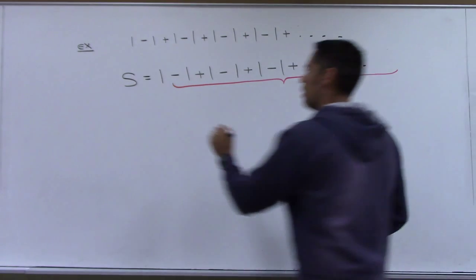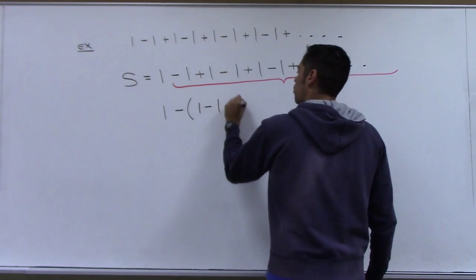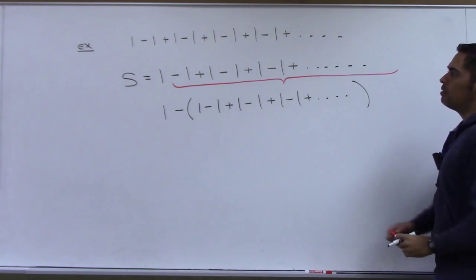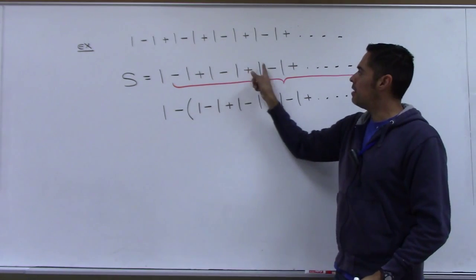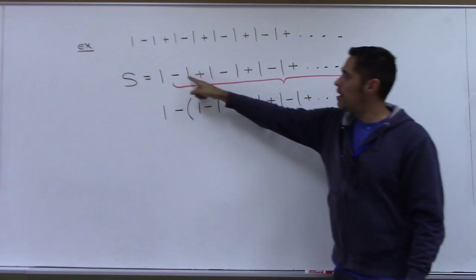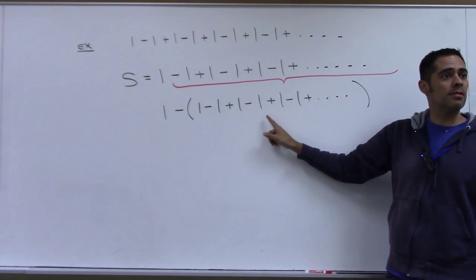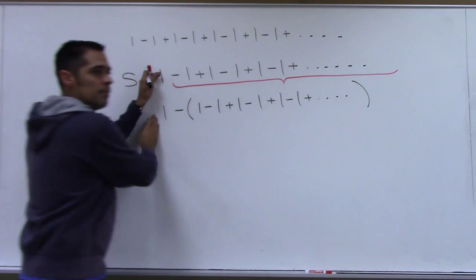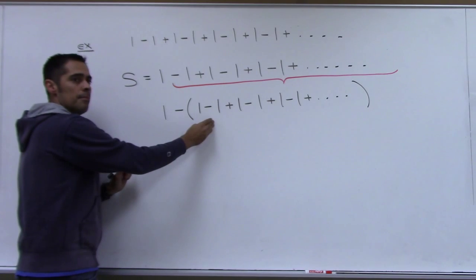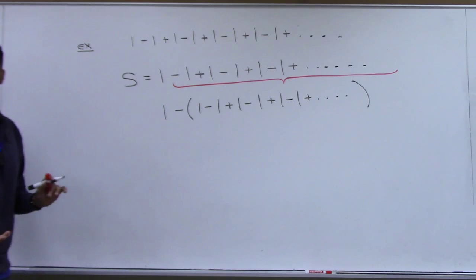So let me rewrite this way. 1 minus, in parentheses, 1 minus 1 plus 1 minus 1 plus 1 minus 1 plus forever. So look, if this is a negative, then a plus, then a negative, then a plus. So if I factor a negative out of everything down here, doesn't it change this negative to a plus, that plus to a minus, that minus to a plus, this plus to a minus? So the ones are the same, right? The ones are the same. Factoring a negative out, I get this. But 1 minus 1 plus 1 minus 1 plus 1 is S, right? Isn't it?